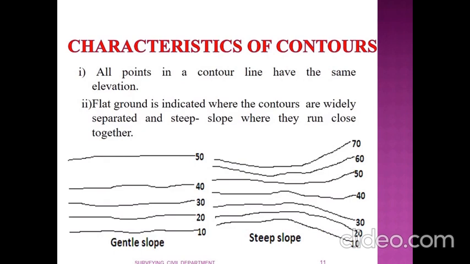So basically about 12 characteristics are there. In that, number 1, all points in a contour line have the same elevation. Then second, flat ground is indicated where the contours are widely separated and steep slope where they run close together. So here in this picture it shows the nature of the ground. When these contour lines are close to each other, at that time you will get the idea about the nature of the ground. When they are closer to each other, at that time steep slope is there, and when gentle slope is there, the nature of the ground contour line is shown in this figure.